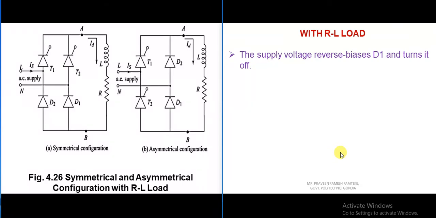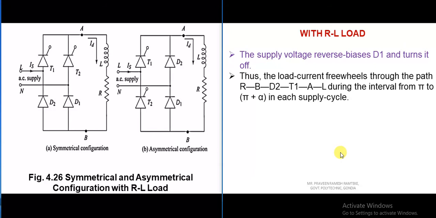As the supply voltage reverse biases diode D1, it is turned off. Thus, the load current freewheels through the path R, B, D2, T1, A and L. So it will continue to move in this loop itself during the interval from pi to pi plus alpha.